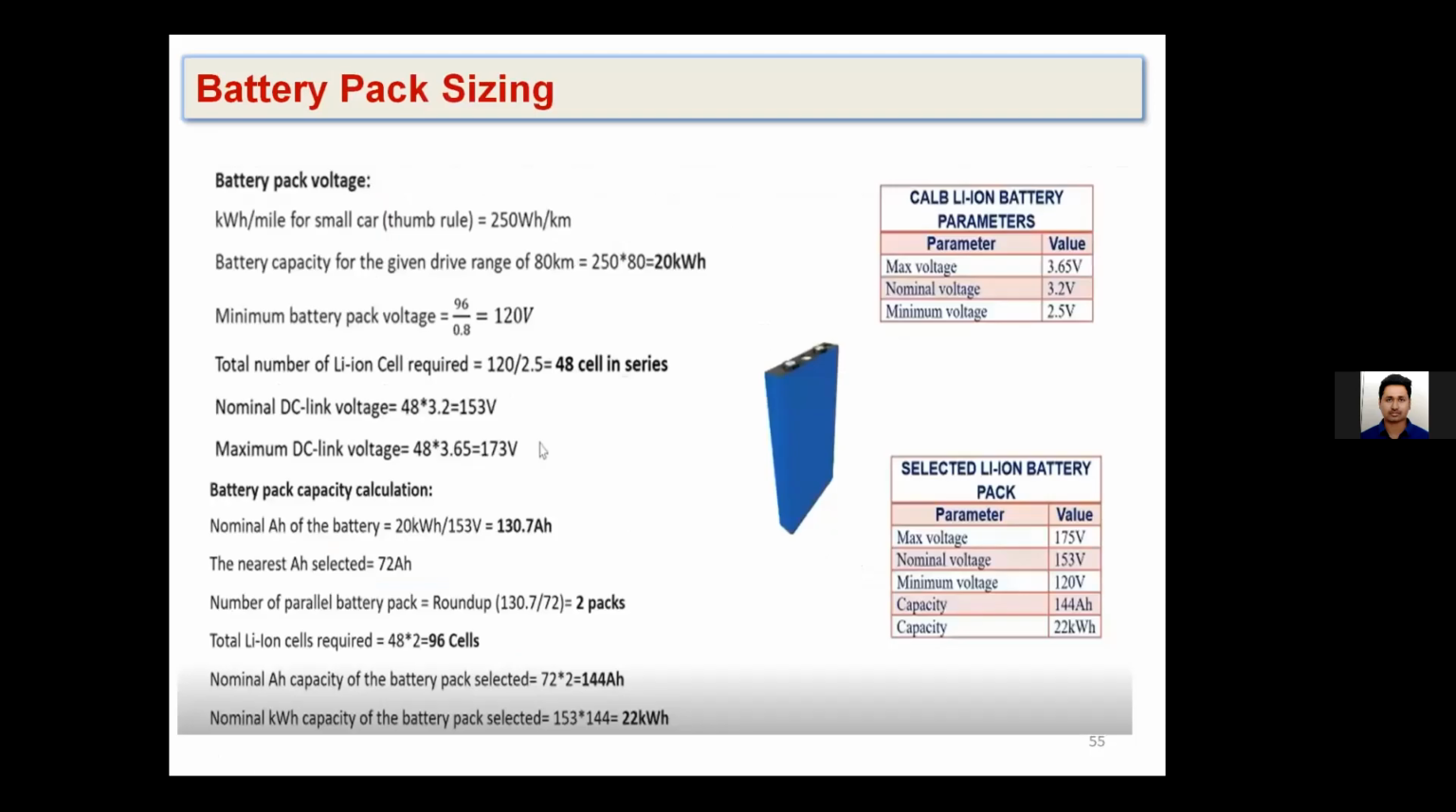Similarly, battery pack sizing. Based on the requirements, we can calculate the lithium-ion batteries. As a thumb rule, 250 watt hour is required for 1 kilometer. This is a general rule. Based on this, for an 80 kilometer driving range, we can calculate the overall requirement. The minimum battery pack voltage is 96 volts. We have considered 96 volts for the battery, so 96 divided by 0.8 is 120 volt. Based on this, a suitable series and parallel combination can be calculated, and the DC link voltage requirement can be easily calculated.